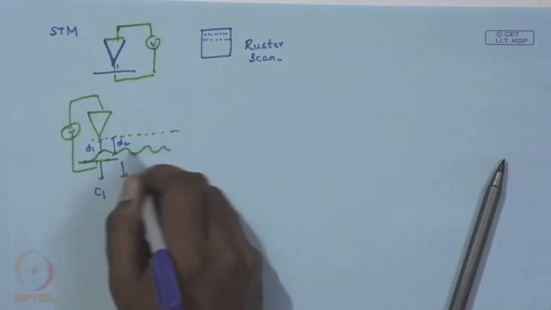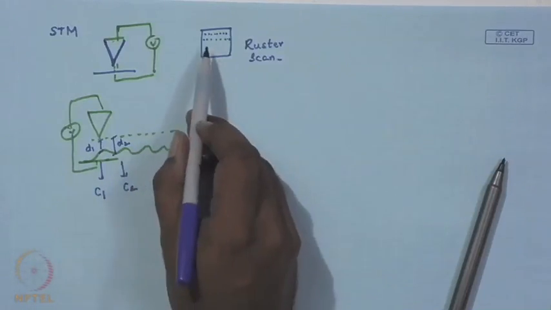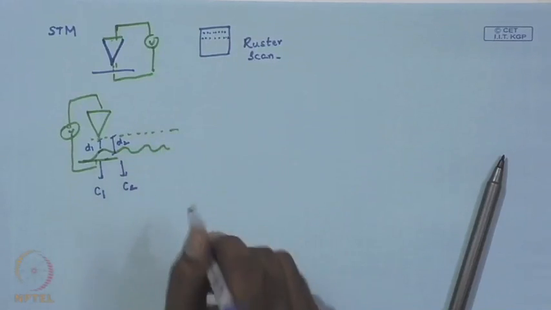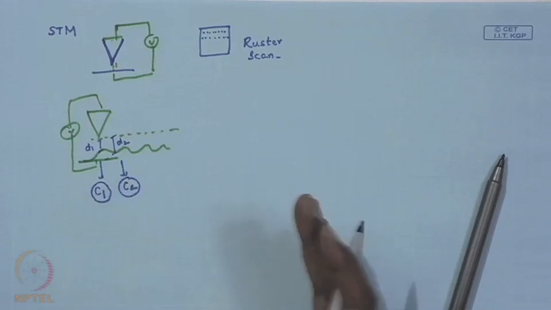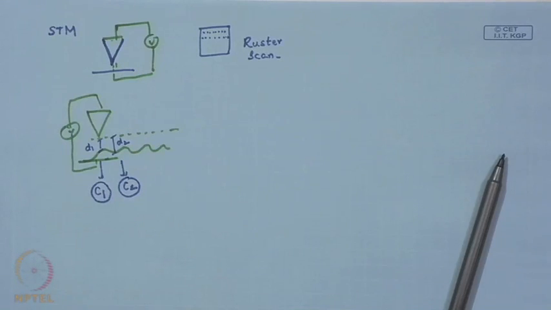Now, since the magnitude of the tunneling current is a function of the separation distance, the undulations on the surface that the tip encounters during this raster scan get reflected as a change in the magnitude of the tunneling current, and then you can map this.